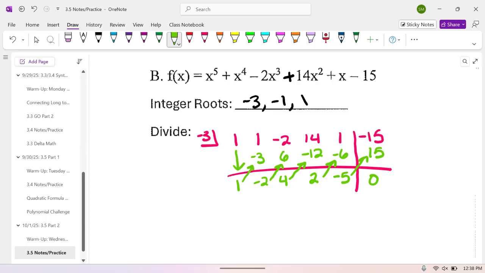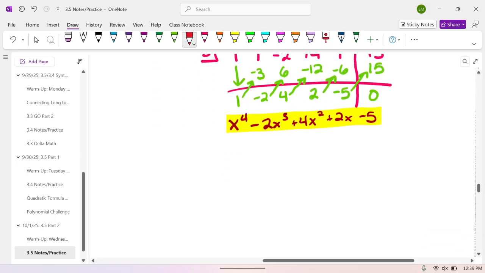All right. Now, Tyreek, what would be the exponent of my first variable for my new set of coefficients? 4. Good. Subtract 1 from the highest. That's your new one. So this would be x to the 4th minus 2x cubed plus 4x squared plus 2x minus 5. Now, we're going to do synthetic again, but we're going to use our new function. All right, so I'm going to use the -1 root.